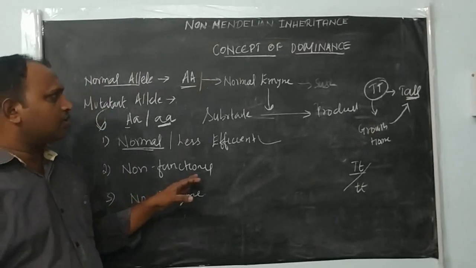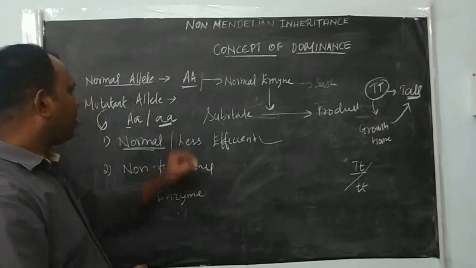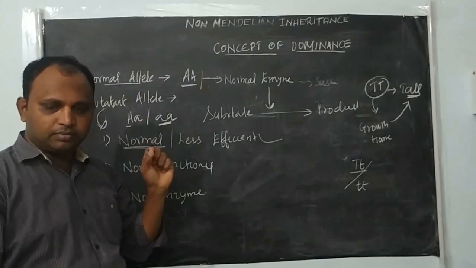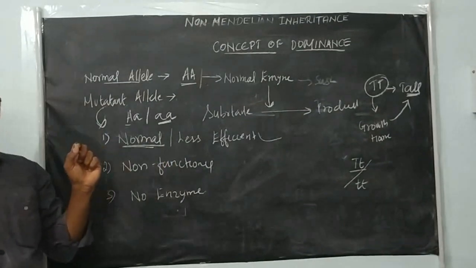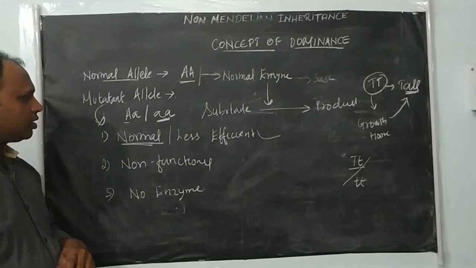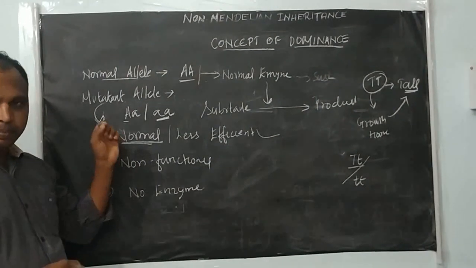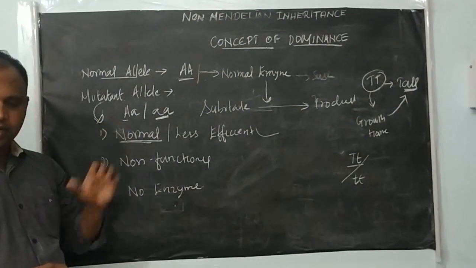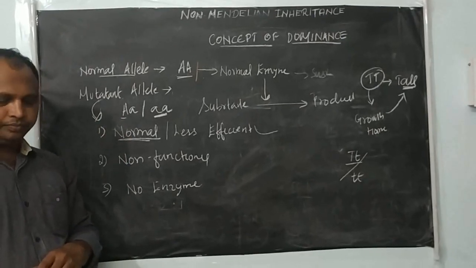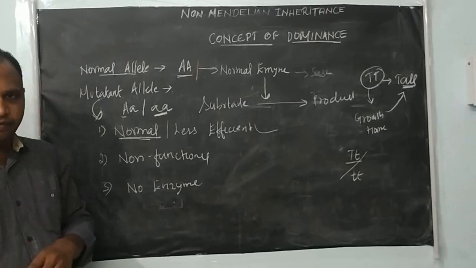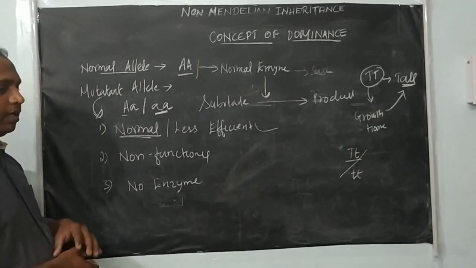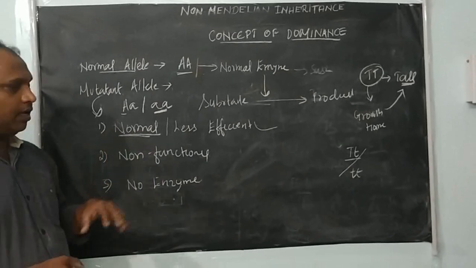Are you clear with this concept of dominance? One more time I will explain. The concept of dominance: all diploid organisms have two copies of a gene, and that pair of genes you can call alleles. The alleles may be identical or non-identical. One of them may be modified. If the allele is modified, the gene becomes a mutant allele or modified allele.